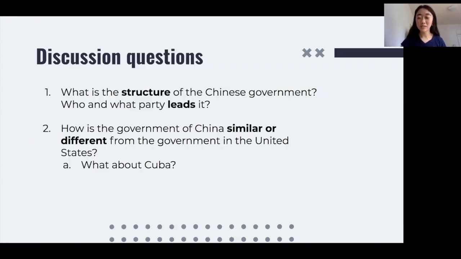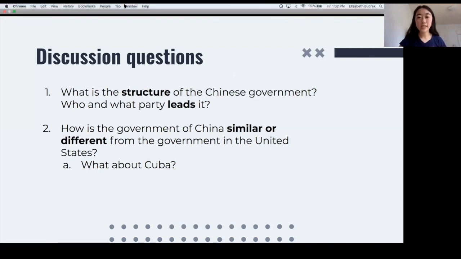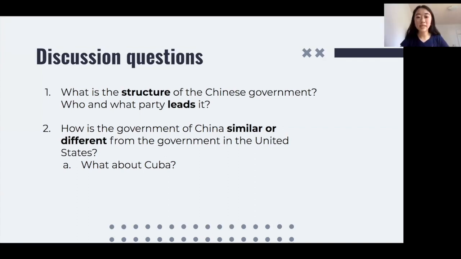So some discussion questions to think about. What is the structure of the Chinese government? Who and what party leads it? And also, how is the government of China similar or different from the government in the United States? And what about Cuba? To think about this.